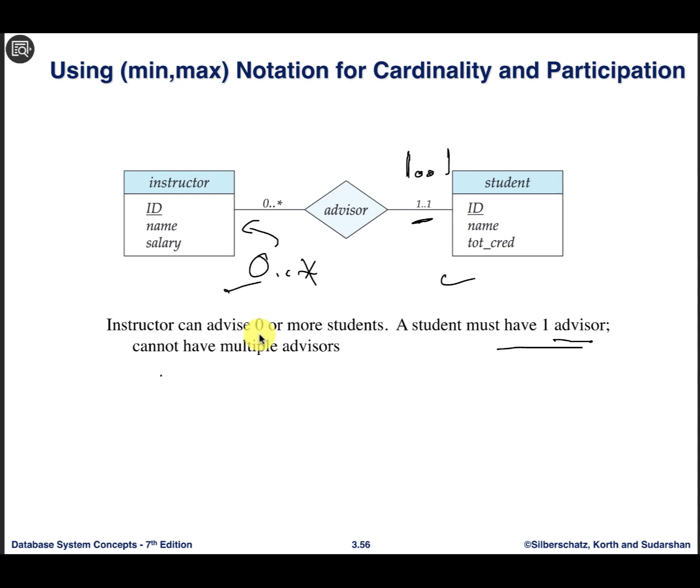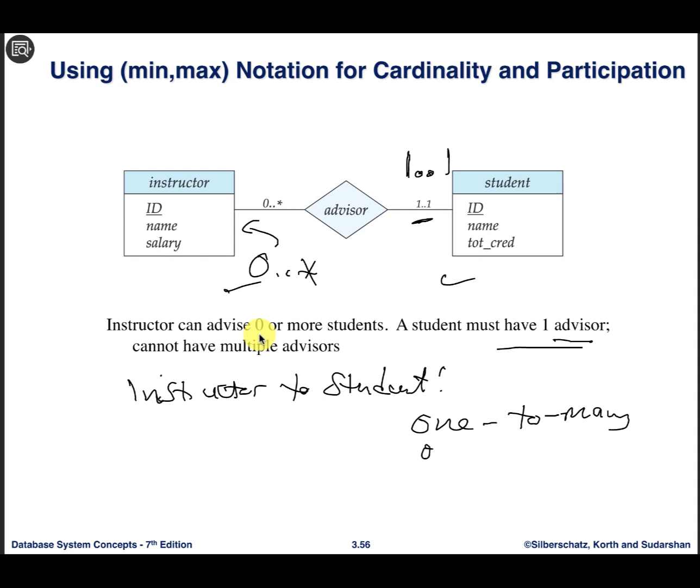So what's the relationship here? You think between the instructor to student, the cardinality, is 1 to many or many to 1? So what do you think, guys? 1 to many or many to 1?